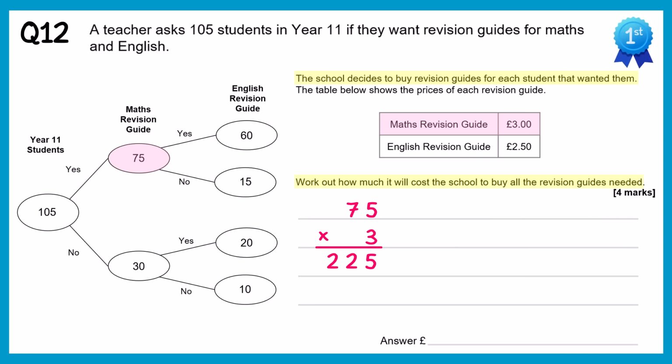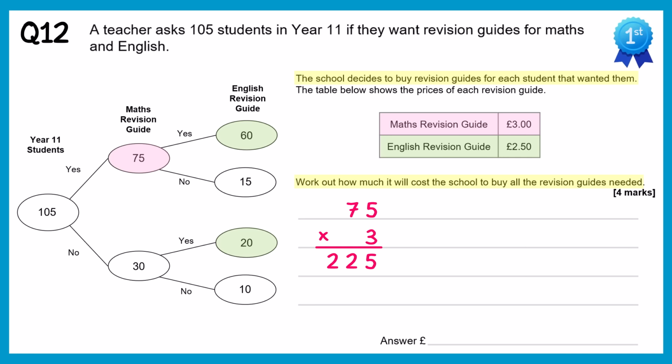Now we need to do English. This is slightly more complicated. The 60 students up here said they want an English revision guide, but there's also 20 students down here. So that makes a total of 80 revision guides the school needs to buy. And they're going to cost £2.50 each. So we need to multiply 80 by £2.50.